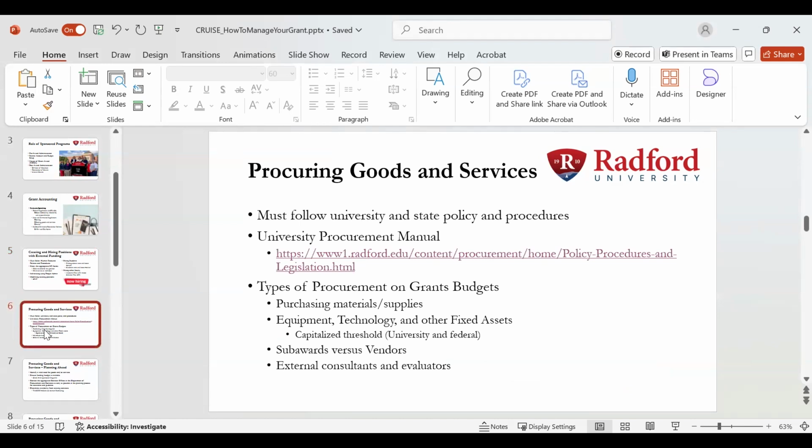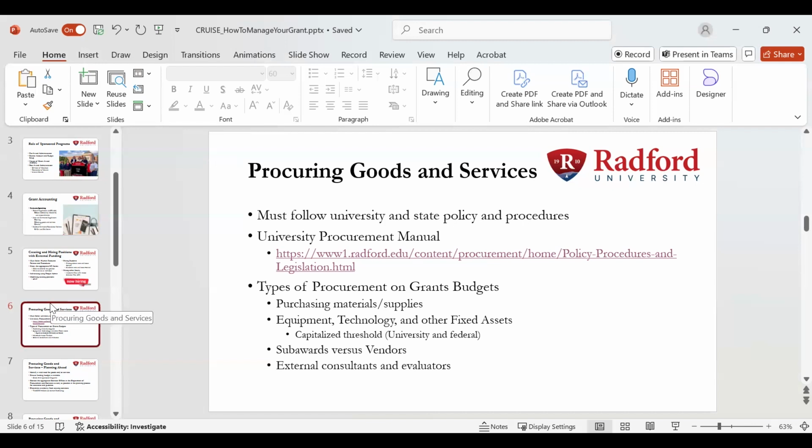So, is everybody good with HR hiring? We just wanted to illustrate that the common things we see in terms of hiring are students and then other faculty members. If you have another person that you want to hire on the grant, but they're not a part of Radford, that's going to come under a different line item that I'll talk about later in the slides. But if there are no questions, we'll move on to procurement of goods and services.